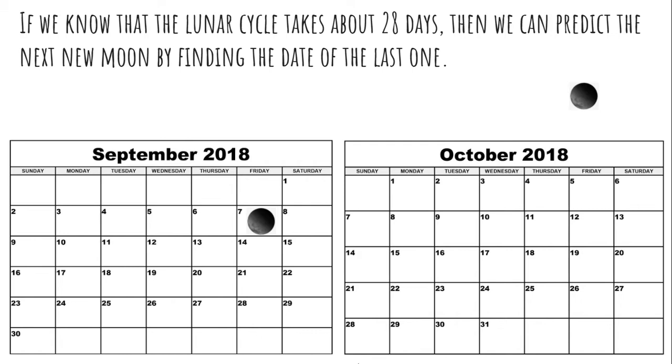Now, an easier way to do this is to look at it in terms of weeks. If this is the 7th, and we know that 28 days is approximately 4 weeks, then we know that if we move over 1 week, 2 weeks, 3 weeks, 4 weeks, our next new moon would probably fall somewhere around October the 5th. Keep in mind that that date is just an approximate date. It isn't perfectly exact.